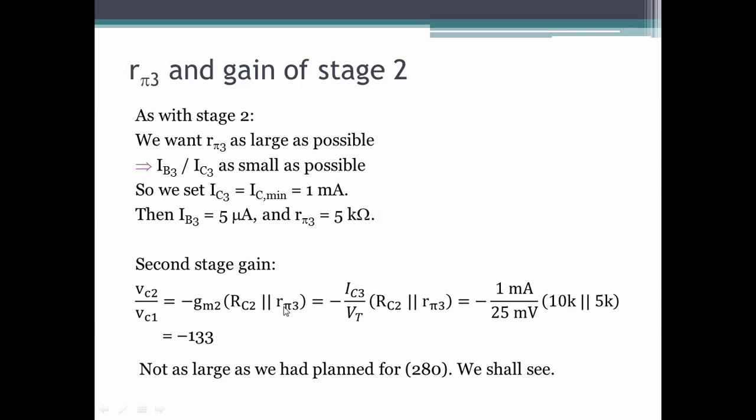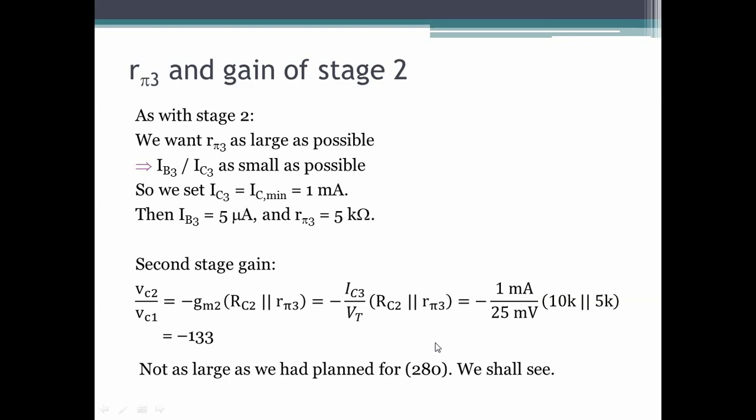So for example, if you remove R pi 3, then you have IC3 over VTGM is 1 by 25, that's 40, and this is 10K, so we would have got a gain of 400. Without R pi 3, we would have got a nice gain of 400, but loading. Therefore, the gain has come down to 133. Alright, let's continue. We'll see what happens.